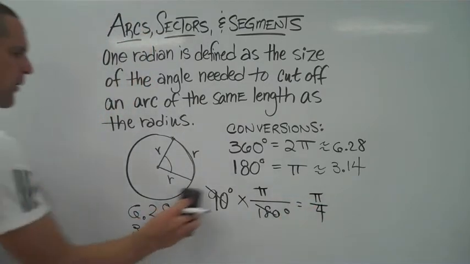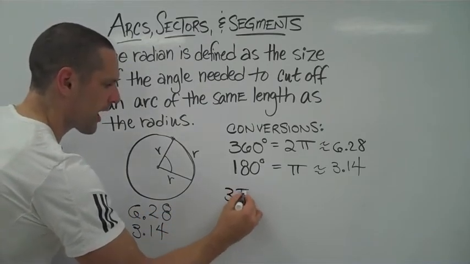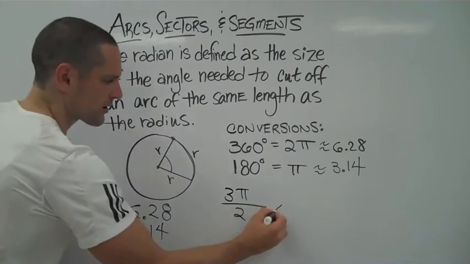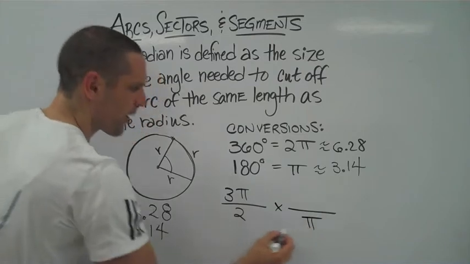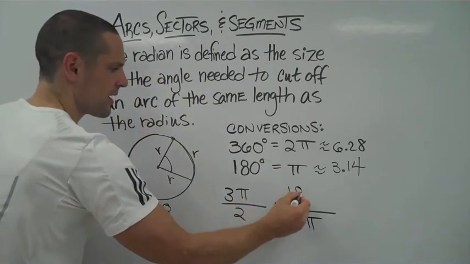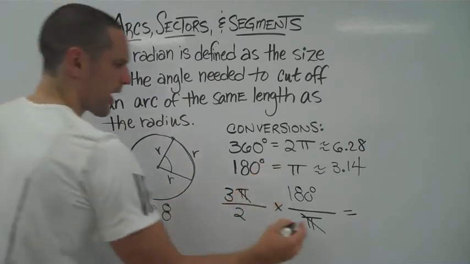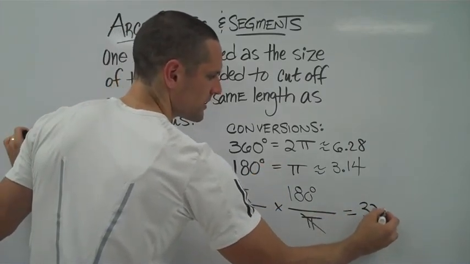How about if I wanted to convert radians into degrees? Say I was given 3 pi over 2, and I want to convert that into degrees. Well, times, what goes on the bottom? Radians and radians. So I know pi goes on the bottom. Pi is the same as 180 degrees. And when I cancel and multiply, I'm going to get 270 degrees.